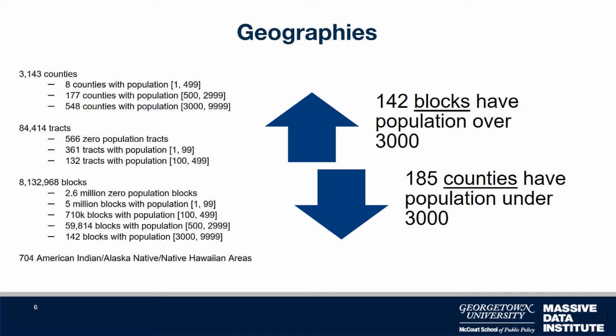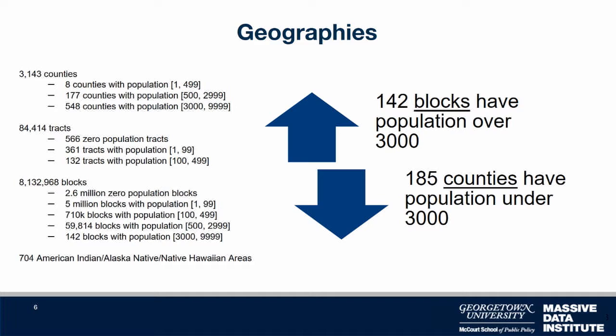But over on the right-hand side of this slide, I want to point out the complexity of what we're dealing with in the country. There are 142 blocks, those little tiny units, that have very large populations. The block itself has 3,000 people. But then there are 185 counties that have populations under 3,000. And when you take that county, it is composed of tracts. The tracts are composed of block groups. The block groups are composed of blocks.